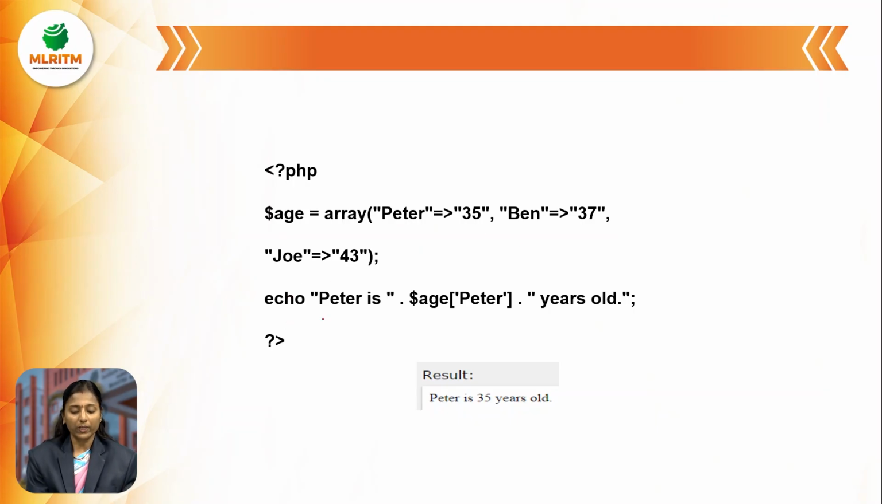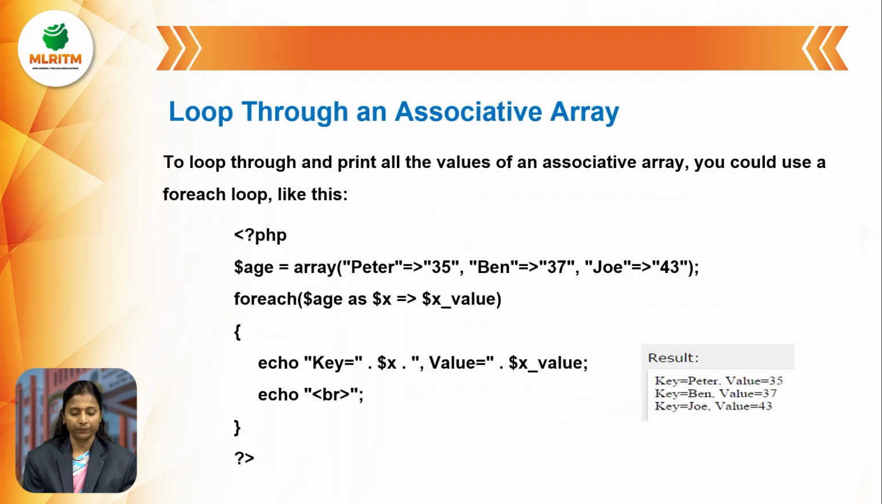Okay, echo Peter. This echo is used for printing. Here echo Peter is $age Peter years old. What is the age of this Peter? 35. Peter is 35 years old. The age of this Peter will be printed. This is the output we are getting for this associative array.